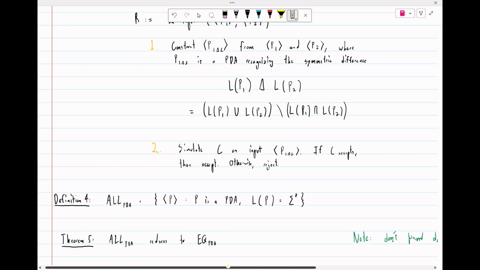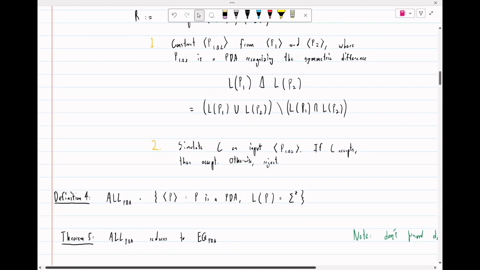And we're going to use a reduction to take a step in the right direction, work our way towards a problem that seems a little more approachable. So does anyone have any suggestions on how we're going to prove, or just forget the proof, what would a reduction from ALL PDA to EQ PDA look like? Like if I give you a Turing machine that can decide whether two PDAs recognize the same language, can you give me a Turing machine that decides whether or not a PDA that you give me recognizes all strings? Does anyone have any ideas on how we could do that?